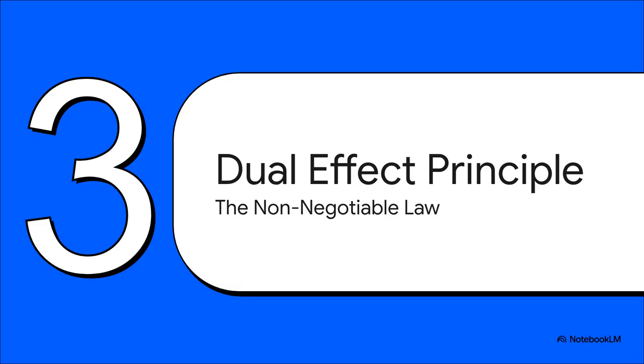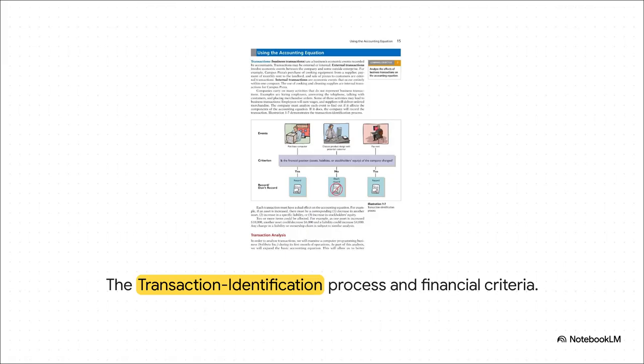Section 3, the dual effect principle. Let's dive into an absolute, non-negotiable law of FAR that you just have to internalize. Before you even touch a ledger, you have to identify if an event actually matters, right? Always ask yourself, did the financial position, meaning the assets, liabilities, or equity, actually change? Like discussing a product design with a customer? Nothing changes financially. But paying rent? Oh yeah, that hits the books for sure.